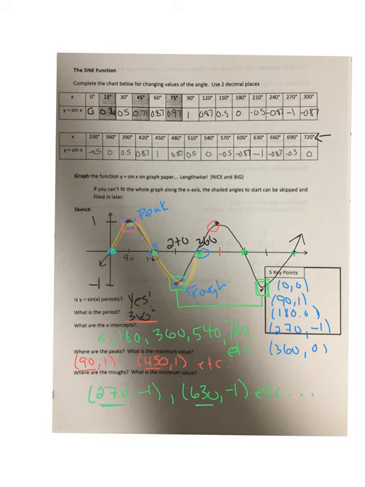I've also answered the last part of both of these questions. What is the maximum value and what is the minimum value? I answered that by plugging in the y values here. So our maximum for the peaks is 1 and our minimum for the troughs is negative 1.